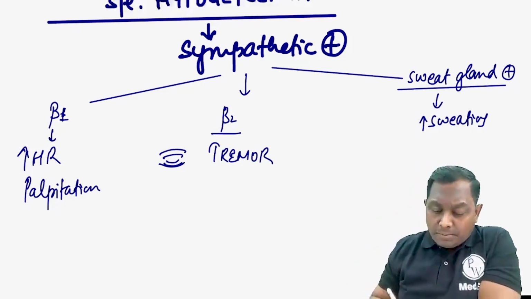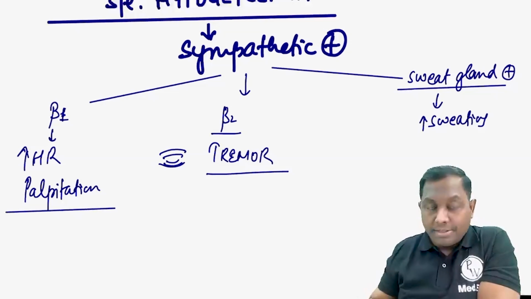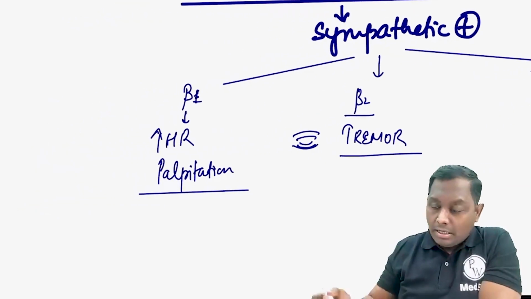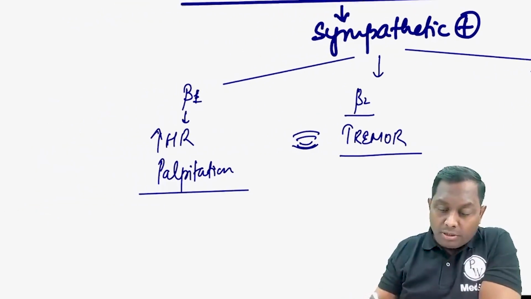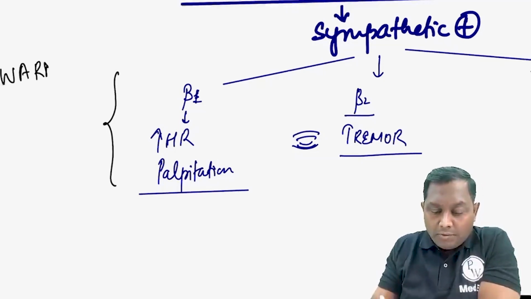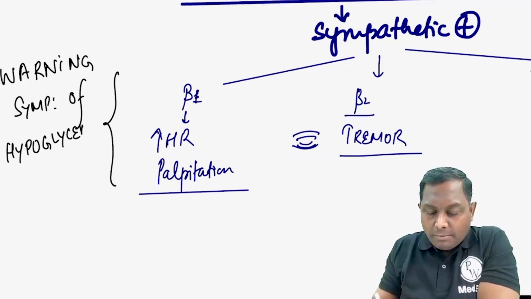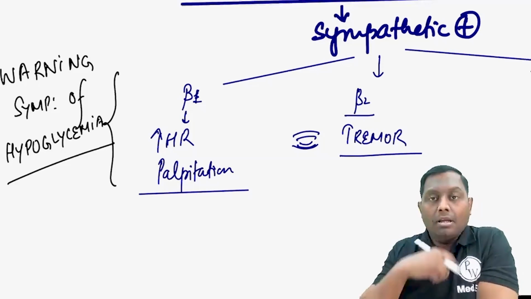Okay, so in this patient, always remember all these symptoms that we are seeing: sweating, tremor, palpitation, tachycardia. All these, we call them warning symptoms of hypoglycemia. What do we call them? We are always going to call them warning symptoms of hypoglycemia.